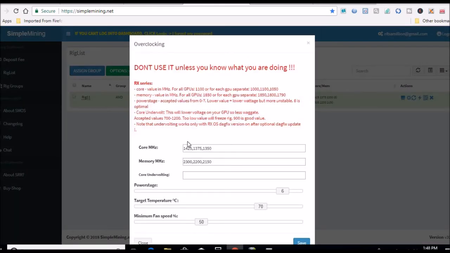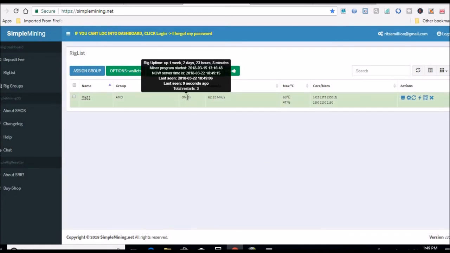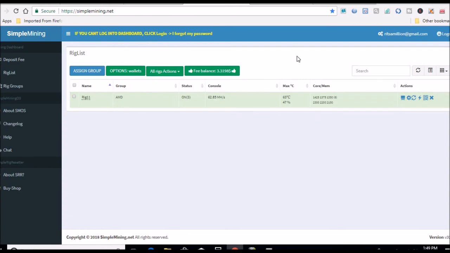1425, 2300 on the 570. 1375, 2200 on one of the 560s. And 1350 and 2150 on the third one. That's the one that when I got it new out of the box, it wasn't really working too good. So these are stable right now, at least for me. I guess other people could probably check them with their own cards and see what they come up with.